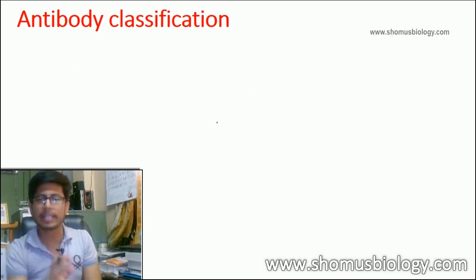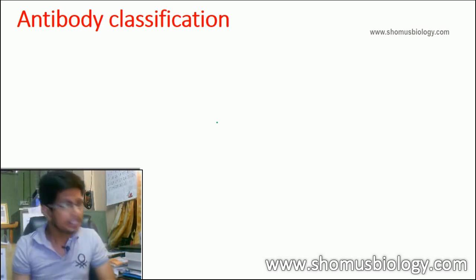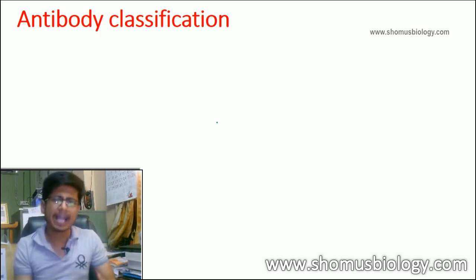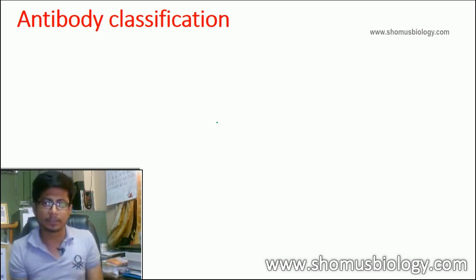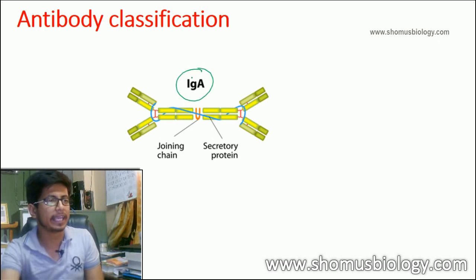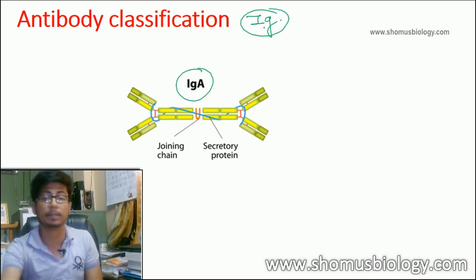Now let's talk about the antibody classification based on their functionality. Here I am not going to talk about the structure of each type of antibody. They are classified based on their function as well as the number of repeats of amino acids they have, and they have different properties based on that. For example, if we begin with IgA, antibodies are also known as immunoglobulins because they belong to the globulin family proteins.